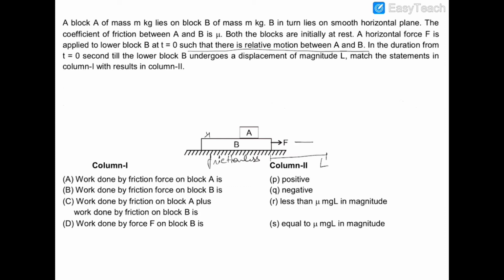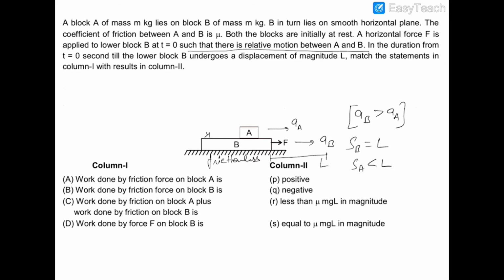So we know a fact that acceleration of B will be greater than acceleration of A, because when this force is being applied on the lower block, the upper block cannot move faster than the lower block. Now the first thing is the acceleration of B is greater than the acceleration of A. So we can say that the displacement of B in some period of time is L, then in the same period of time the displacement of A will be less than L, obviously because the acceleration of A is less than the acceleration of B.